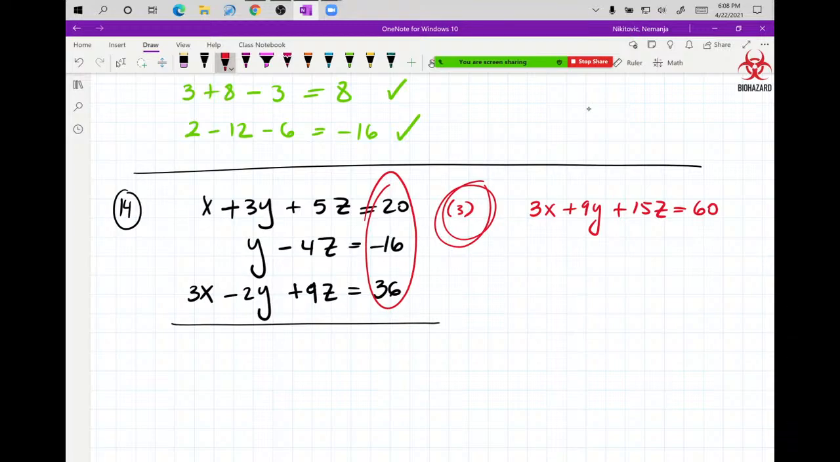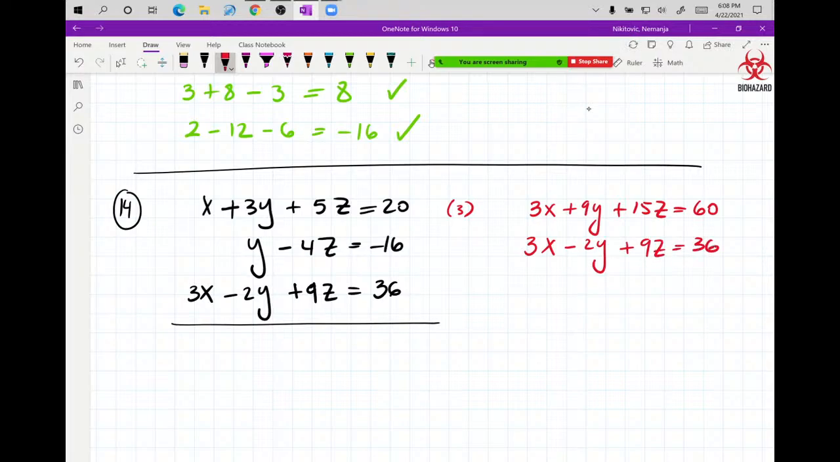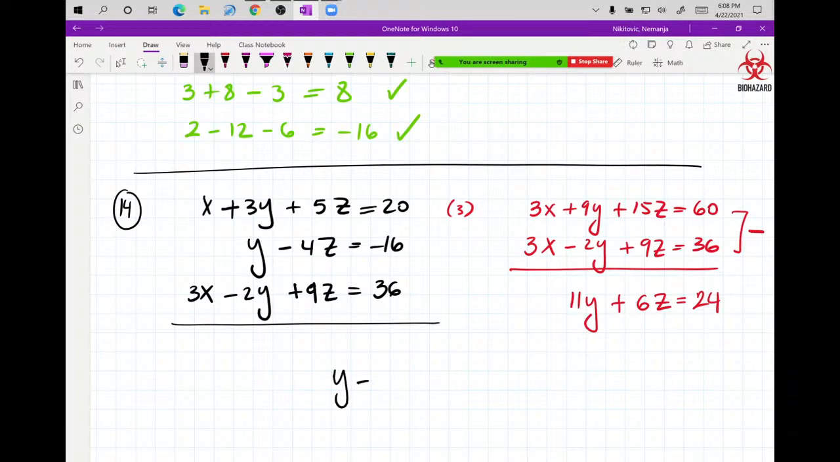So for this, we have multiplication for this one, and then we just copy the third equation, 36, and now we just subtract the two equations because 3x minus 3x would be 0. So 9y minus 2y is positive 11y. 15 minus 9 is plus 6z. And 60 minus 36 is positive 24. So the two equations I'm working with are y minus 4z equals negative 16, that's the equation that did not have x to begin with, and our new equation that we have.